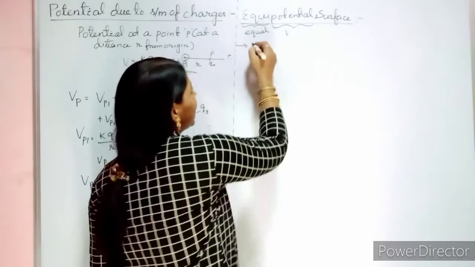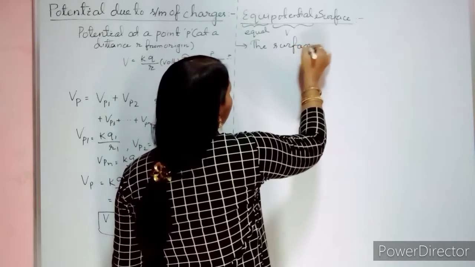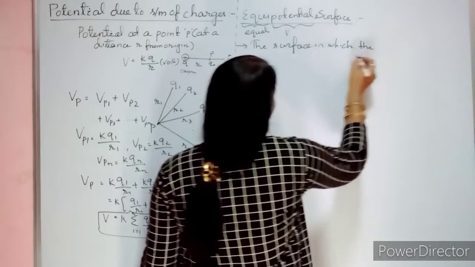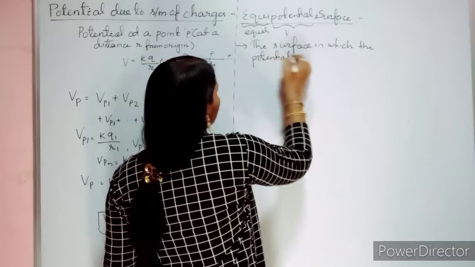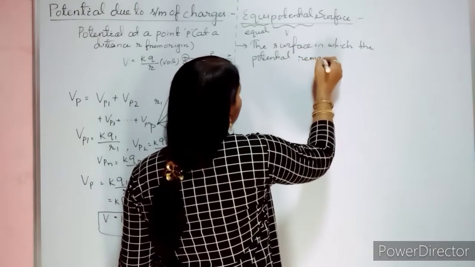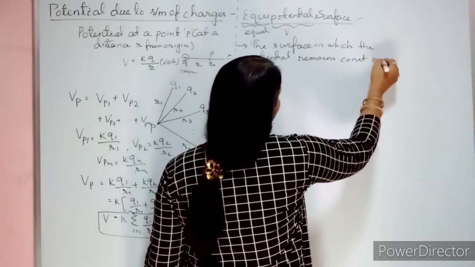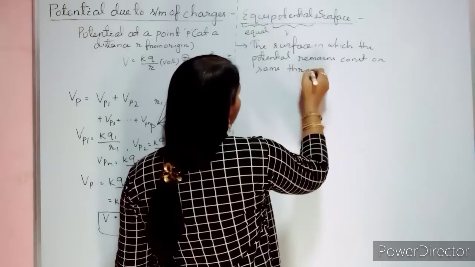So, make a note of it. The surface in which the potential remains constant or same throughout.